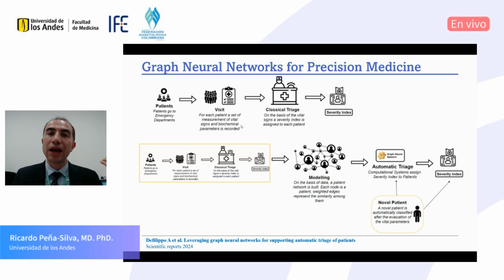And using some other kind of graph neural networks, you can monitor different variables from the patients to increase the efficiency, for example, of triage in ER services, but also for patients that could be admitted.